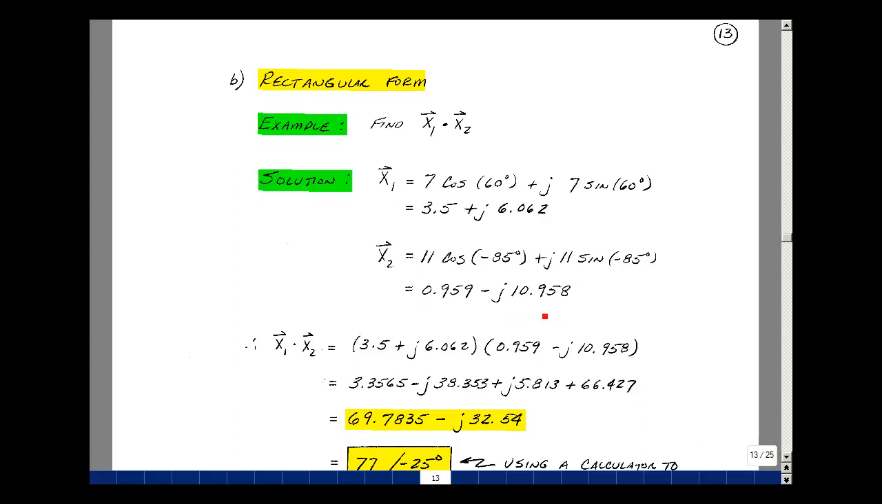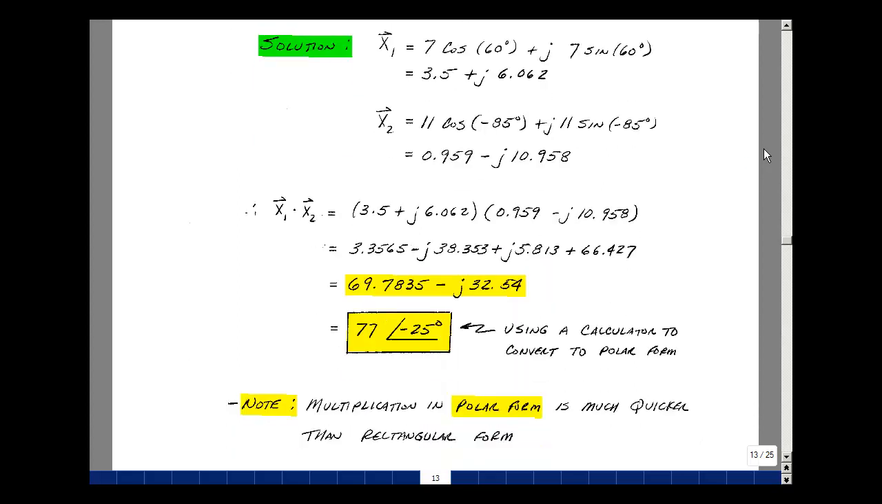We're going to multiply these two together. Here's my value of x1 and my value of x2 in rectangular form. I multiplied this term times this one. That gave me 3.3565. Then I multiplied this term times this one. I get a minus j, and then the 3.5 times the 10.958 was 38.353. Then I multiplied these two and got a j 5.813. And then I multiplied this term times this one.